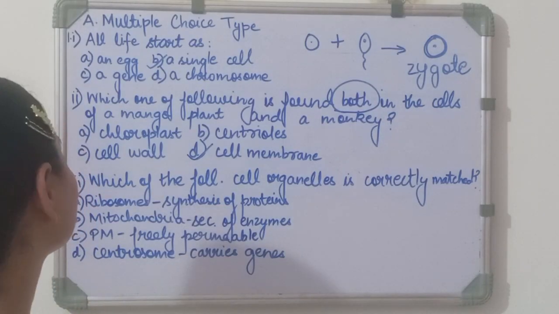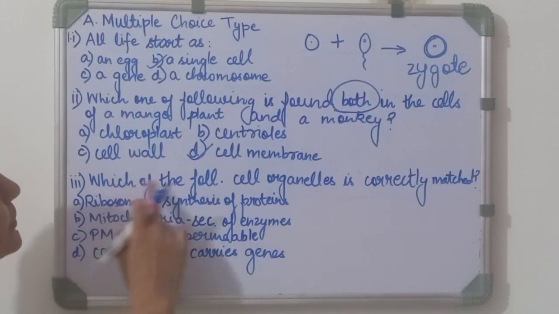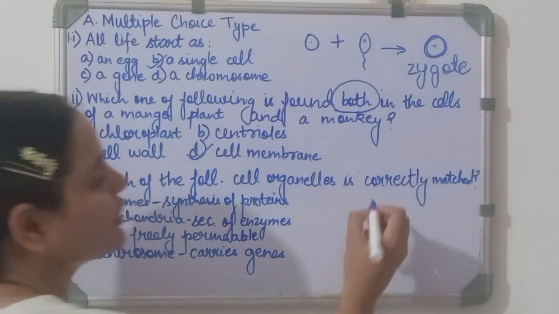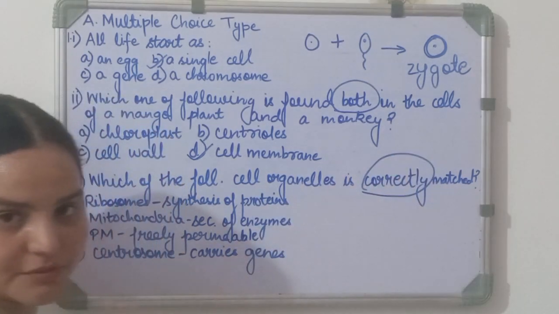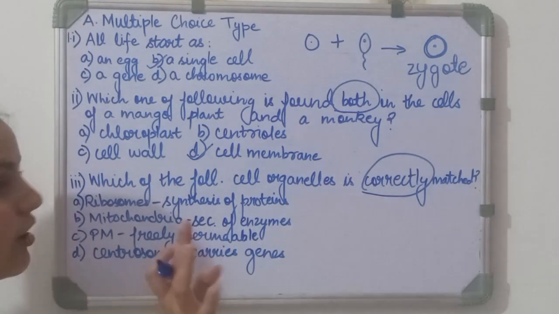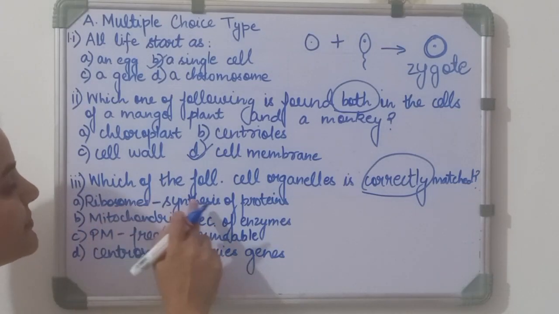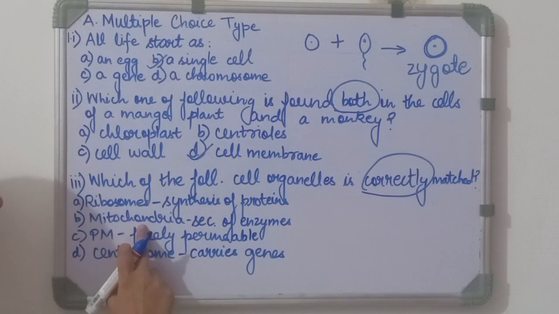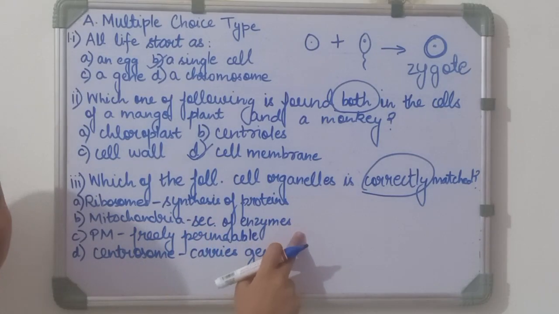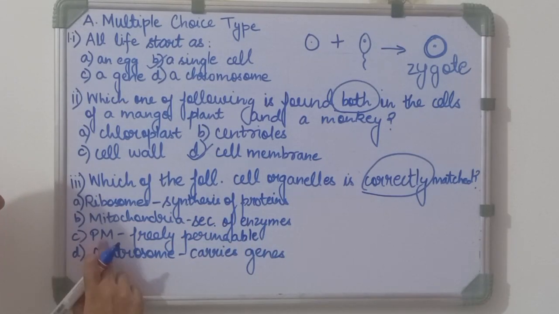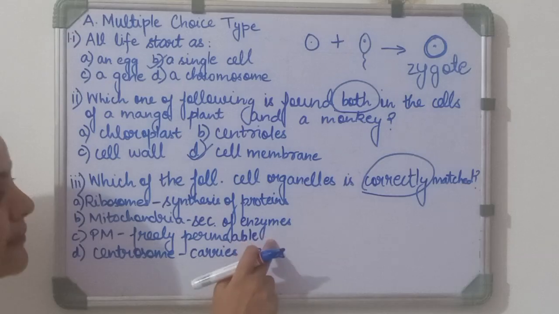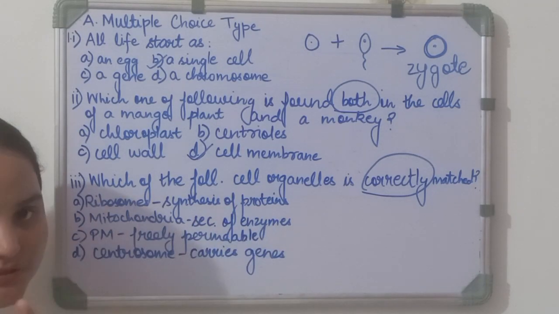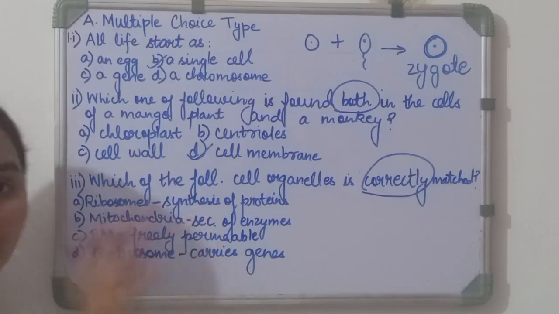So option D is correct. Okay. Now, next question. Which of the following cell organelles is correctly matched? Okay, you have to tell the correct option which is correctly matched. Option A, ribosome, synthesis of proteins. Option B, mitochondria, secretion of enzymes. Option C, plasma membrane, freely permeable. Option D, centrosome, carries genes. Okay, so here let's check all the options.